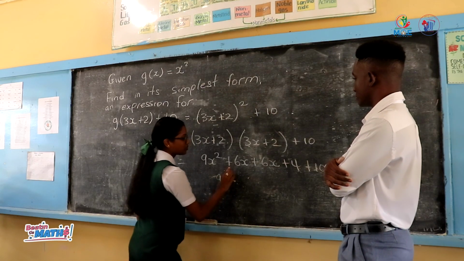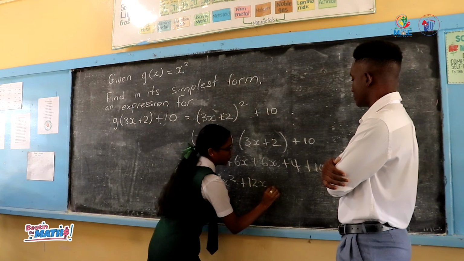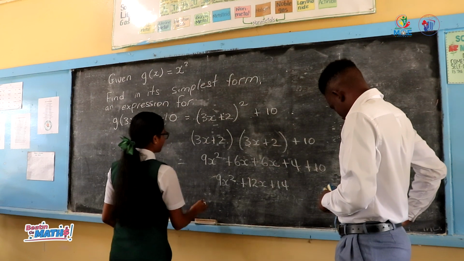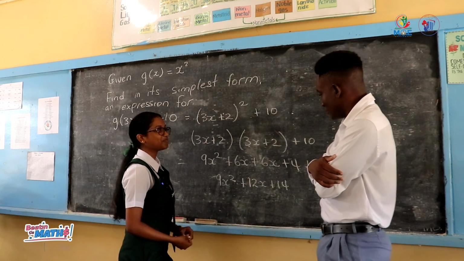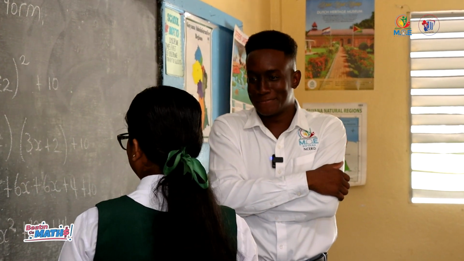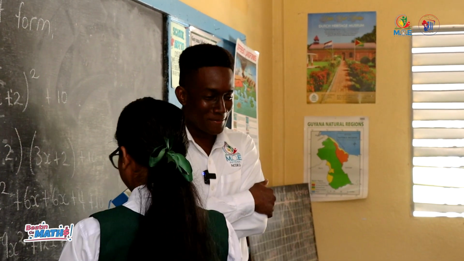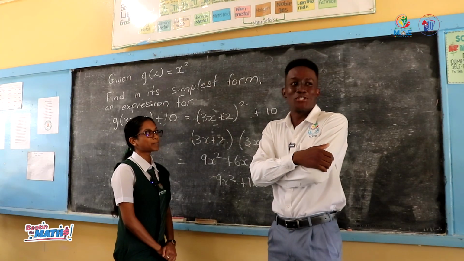9x squared. 6x and 6x would give me 12x plus 40. And this would be my answer. Alright. How confident are you with that answer? Kinda. Kinda?